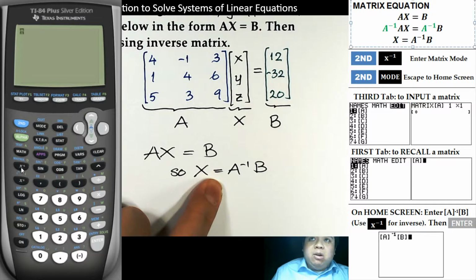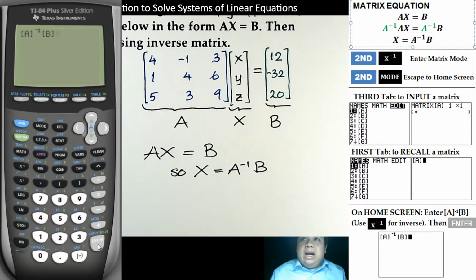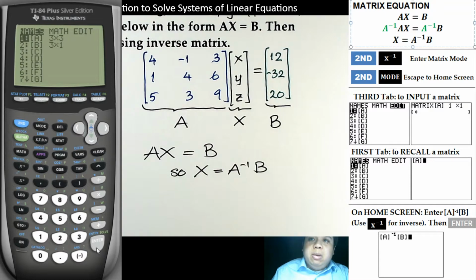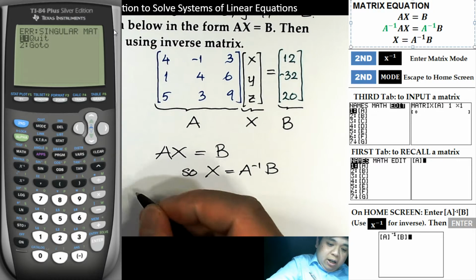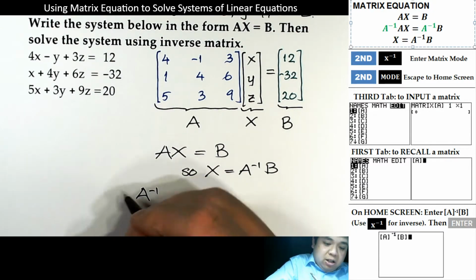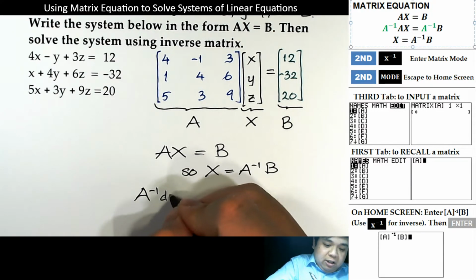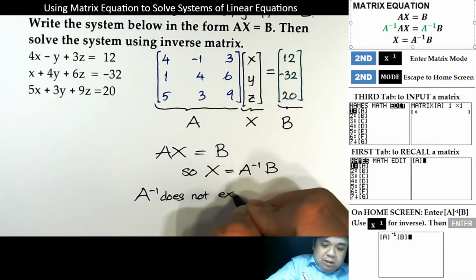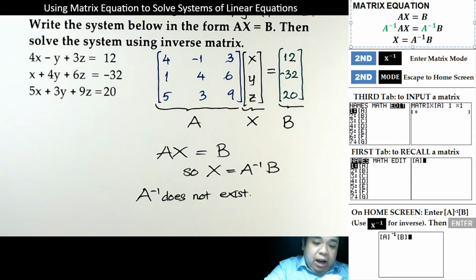Second matrix, A inverse is that button. Second matrix again, B. So A inverse times B, and oops, what it says is that the matrix has no inverse. So let's do that again. If we just do the inverse of the matrix A, there's no inverse, so we write A inverse does not exist or is undefined.